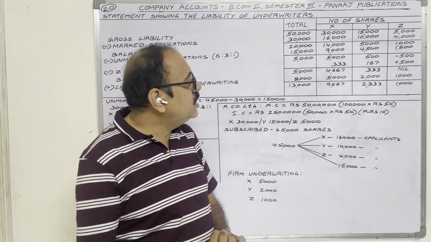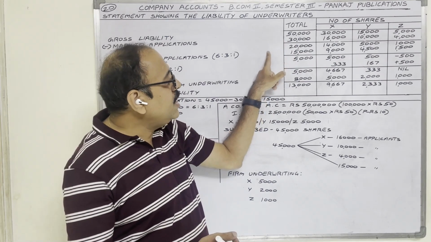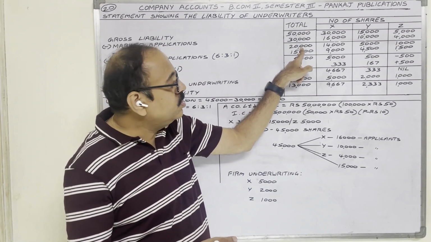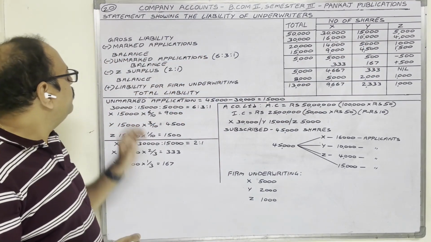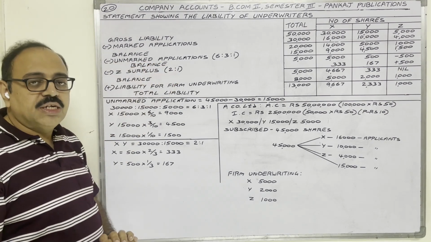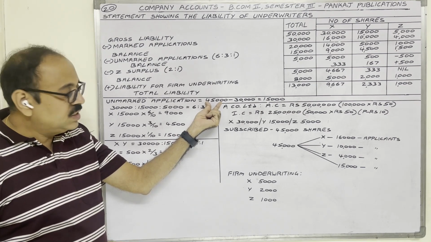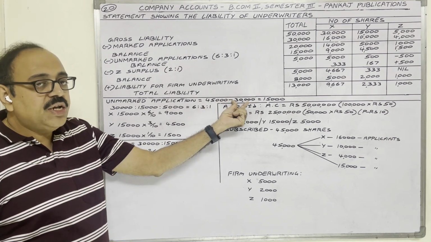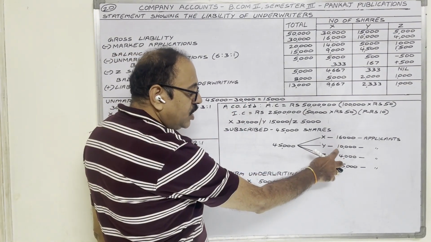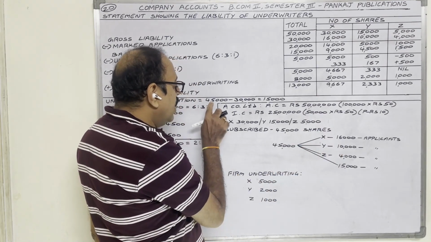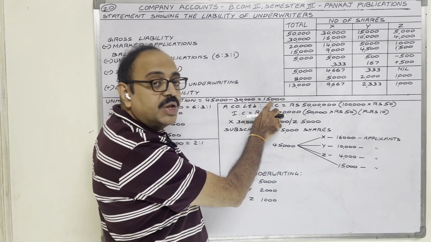So total marked shares are 16,000 plus 10,000 plus 4,000, 30,000. Then the balance for the total column is 20,000, and for X, Y, Z 14,000, 5,000, 1,000. Next, minus unmarked applications. Total subscribed applications are for 45,000 shares. In that, marked application shares are 30,000. How did 30,000 come? 16,000 plus 10,000 plus 4,000. So from subscribed shares, if we subtract marked applications, then unmarked applications come.